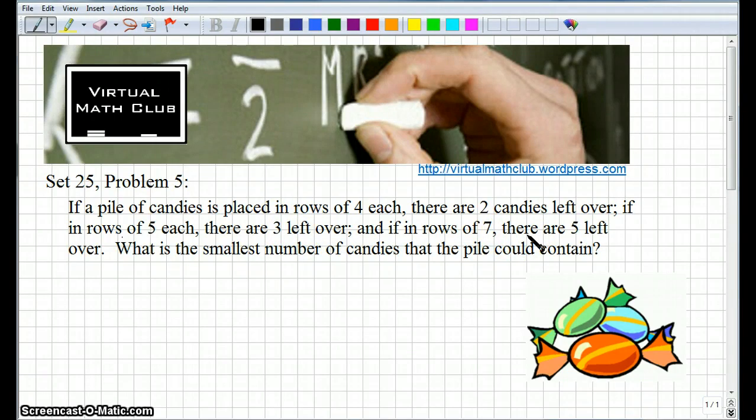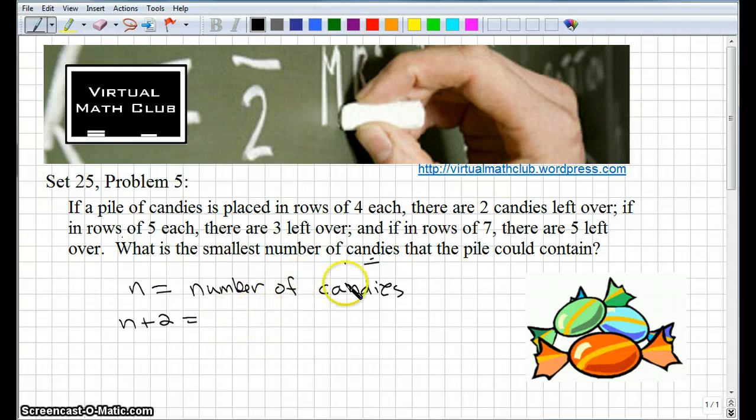So I'm going to define a variable here. I'm going to say n is equal to the number of candies, okay? And so I'm going to say n plus 2.